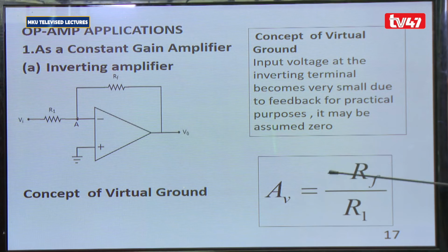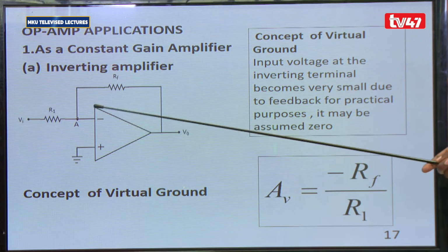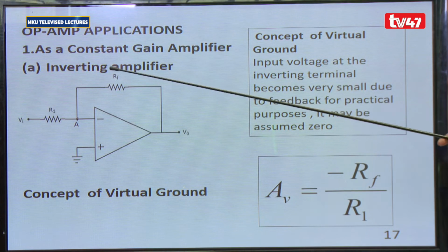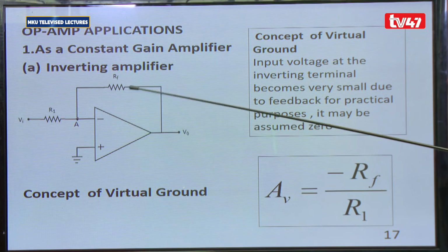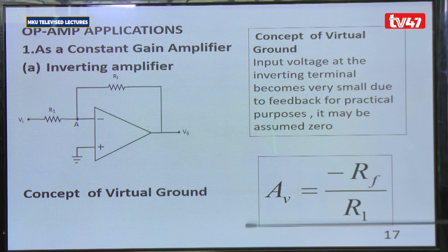From this expression, you can see that the gain of the amplifier does not depend on frequency, does not depend on the other parameters of the amplifier, but depends on the external feedback network of resistors alone. So the gain of the inverting amplifier is expressed as negative RF over R1.